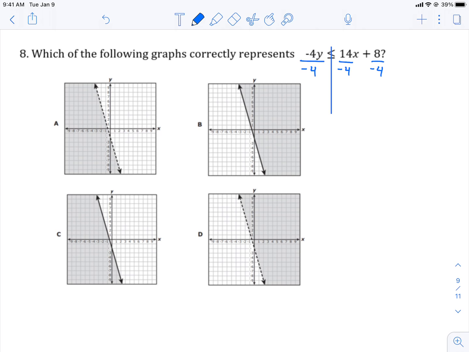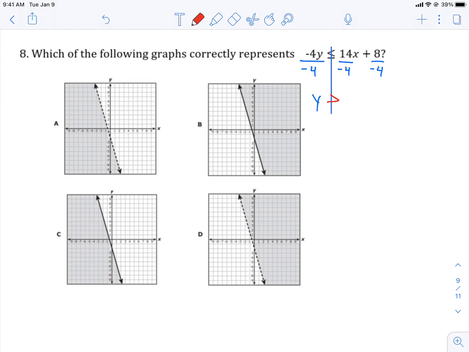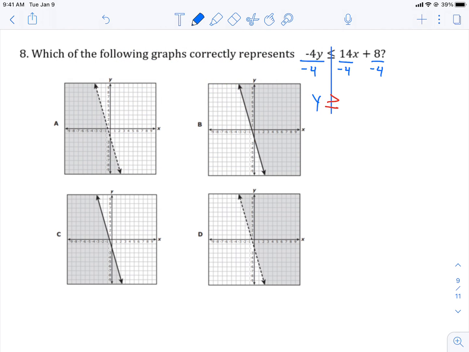Okay, and when I do that, something happens because anytime you divide by a negative, the inequality sign flips and opens up the other way. Okay, 14x divided by -4, that's a negative. They're both divisible by 2, which leaves me with 7 over 2x. And then 8 divided by -4 is -2.